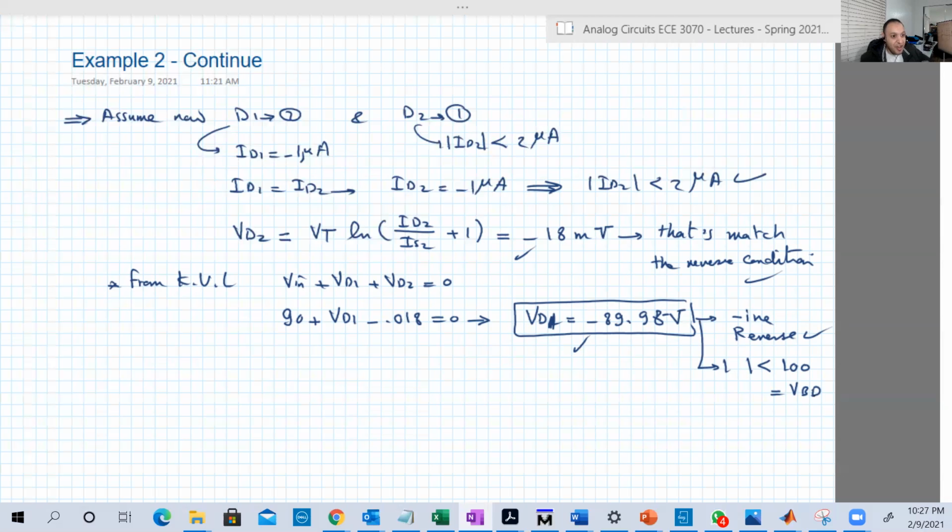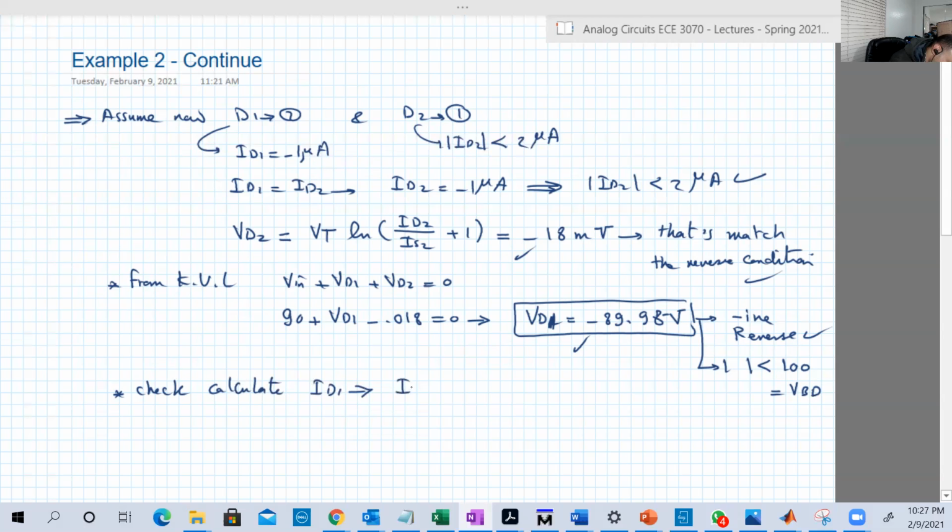Now, the final check that will make everything match each other, to make yourself very satisfied. Now, let's recalculate ID1. So to check, calculate ID1. How do we calculate it?